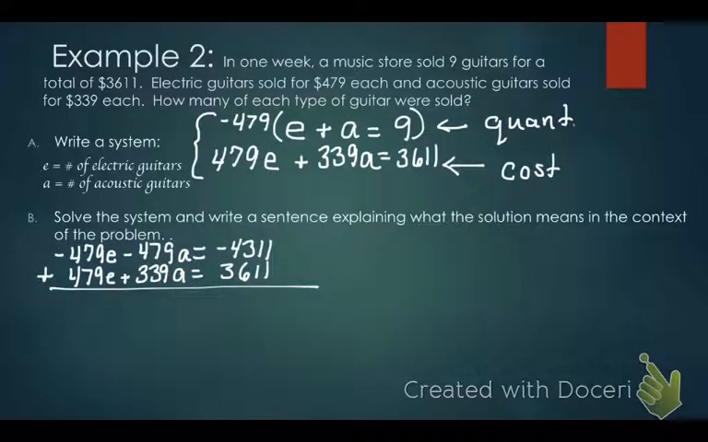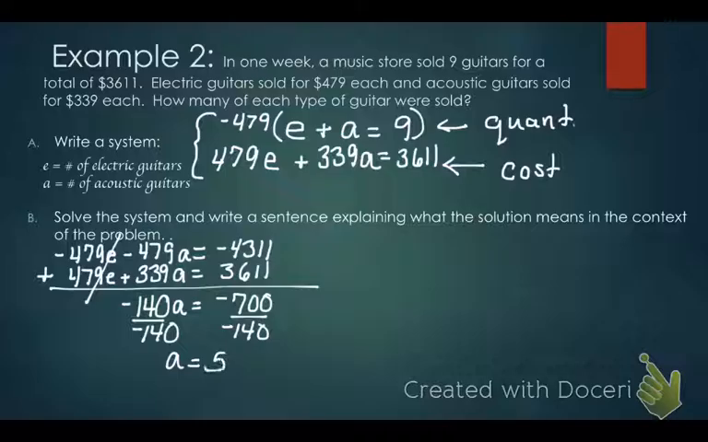My first set of variables are eliminated. It would be 0. So I get negative 140a equals negative 700. So I'm going to divide each side by negative 140 to find the value of a, which gives me a equals 5. Now I just plug back in, and I'm going to plug back into the first equation.